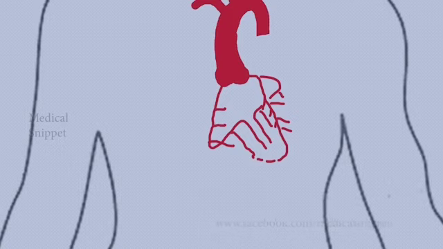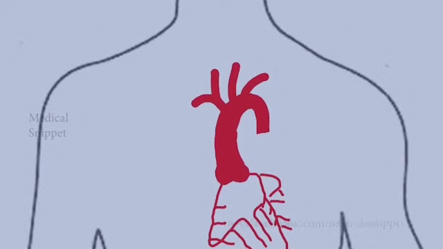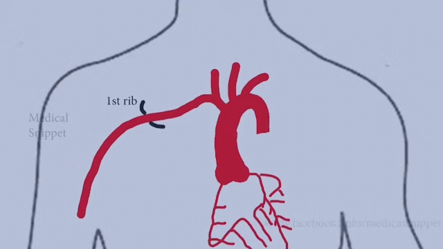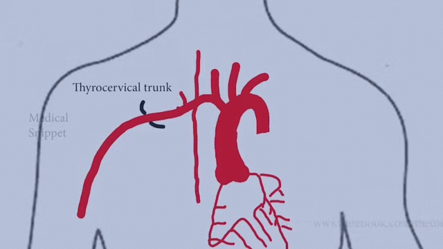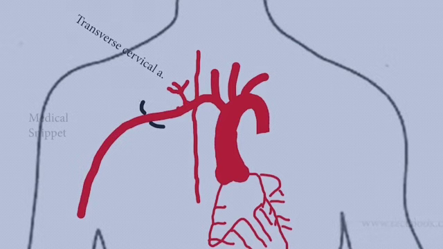Let's see the arterial supply of upper limb. The subclavian artery is divided into three parts by scalenus anterior muscle. The first part gives rise to three branches: internal thoracic artery, vertebral artery, and thyrocervical trunk. Thyrocervical trunk gives off three branches: suprascapular artery, inferior thyroid artery, and transverse cervical artery.